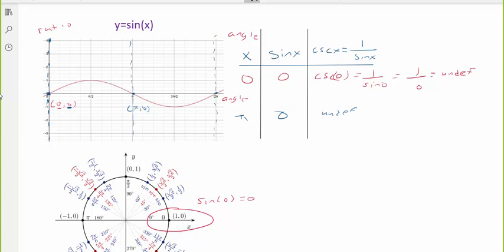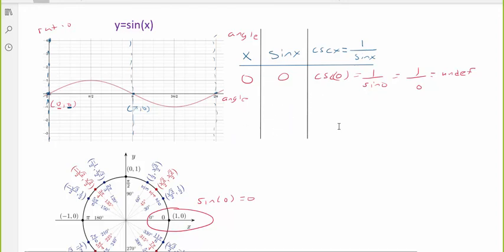And then I continue this process where I just pick an x value, plug it into sine, look at its output, and then just flip it to get cosecant. So that I have more room here, let me erase what I just wrote. Give myself more room to write.